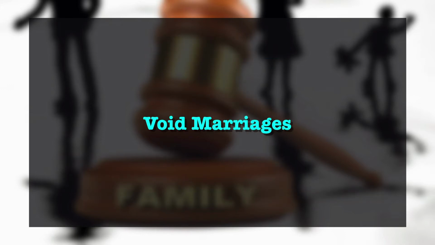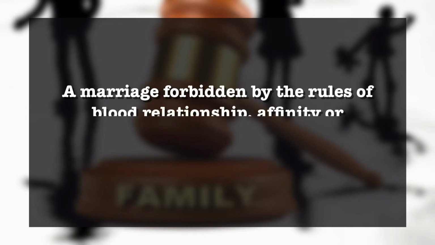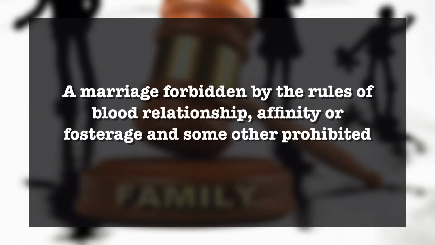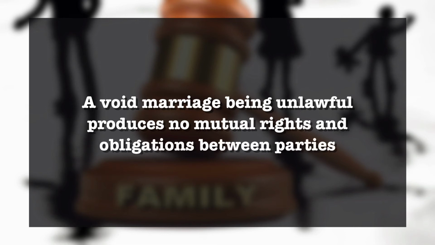Number 2, void marriages. The issues of void marriages are not legitimate. A marriage which has no legal results is termed batil or void. A marriage forbidden by the rules of blood relationship, affinity or fosterage and some other prohibited marriages are void. The issue of a void marriage is illegitimate. A void marriage being unlawful produces no mutual rights and obligations between the parties. Illegality of such unions commences from the date when the contract is entered into and the marriage is considered as totally non-existing in fact as well as in law.